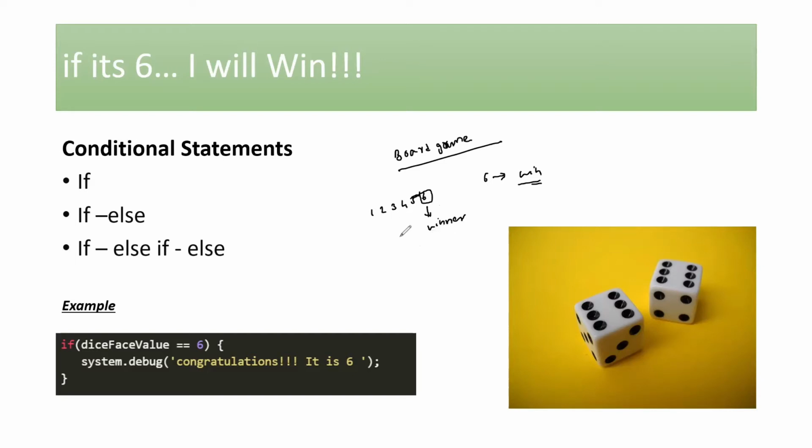Now, if I have to put this into words, this is how it looks like. If the die value is equals 6, then I'll be declared as winner. If that is not the case, either my winning is delayed or the other person might win.